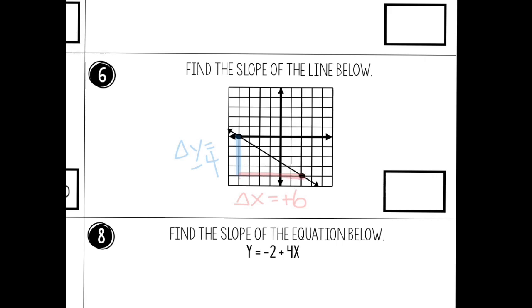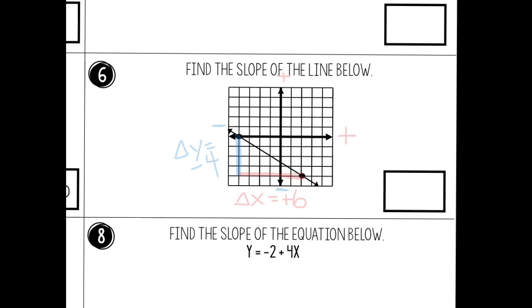If it helps you, what you can do is label each of your positive and negative directions on your different axes. From one point to the other, if you're moving to the right, you're moving in the positive direction, or if you're moving up, you're moving in the positive direction. On the other hand, if you're moving to the left or down, you're moving in the negative direction.